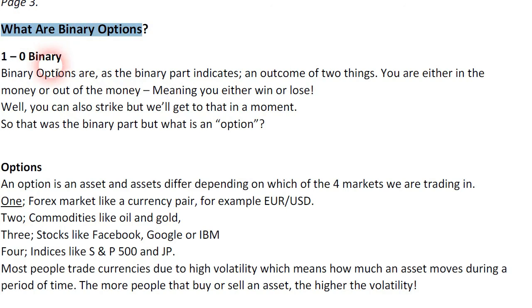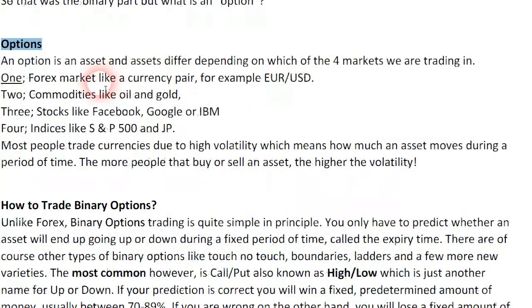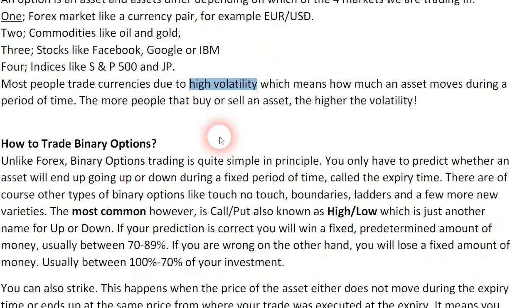So what are binary options? The binary is the one or zero part. Basically, it's either yes or no, or in the binary options case, it's either you win or you lose. And what exactly does options mean? Options can be different assets like commodities, oil and gold, stocks like Facebook, Google, and currency pairs, obviously, which are the mostly traded assets among traders because they have high volatility and also high payouts. And they are fun to trade. My favorite asset is EURUSD.